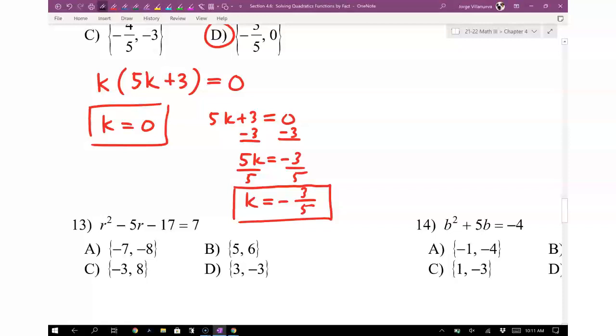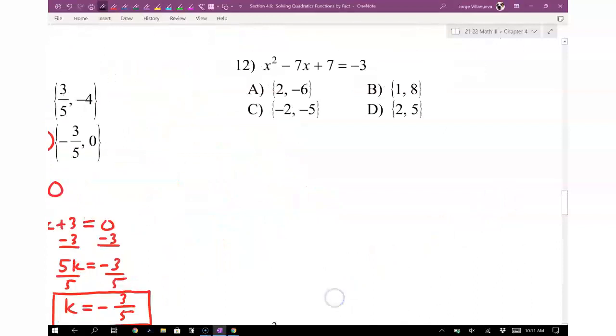Any ideas? No? So if there's something on one side of an equation, what I want to do is move it to the other side. That way there's a 0, right? I want to make sure it always says equal to 0.